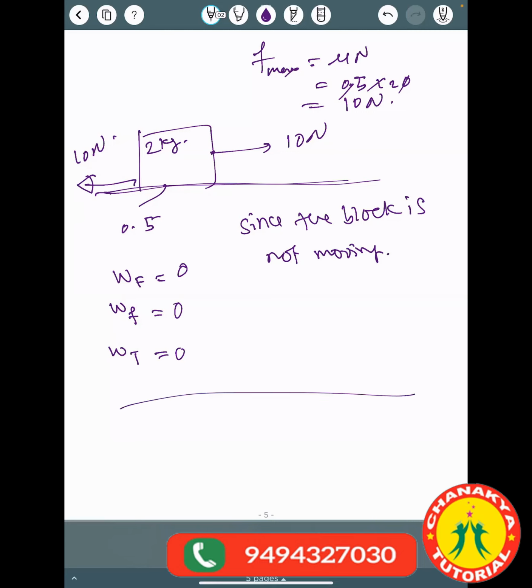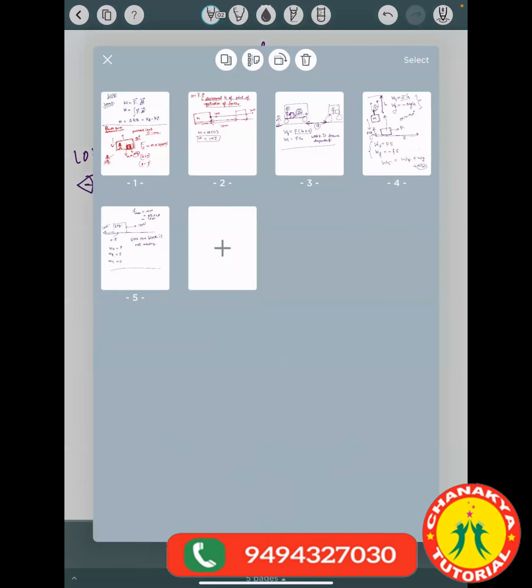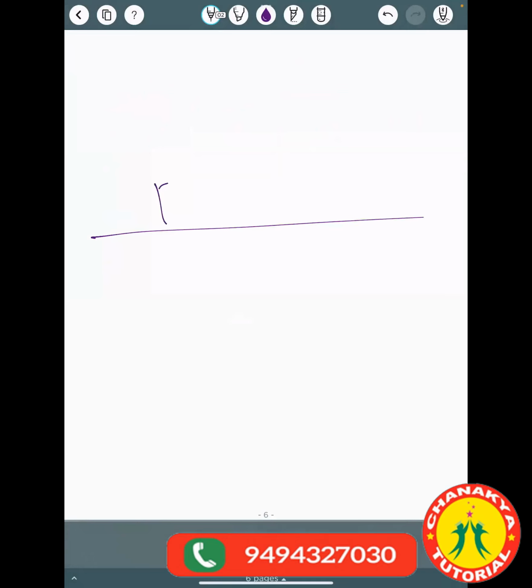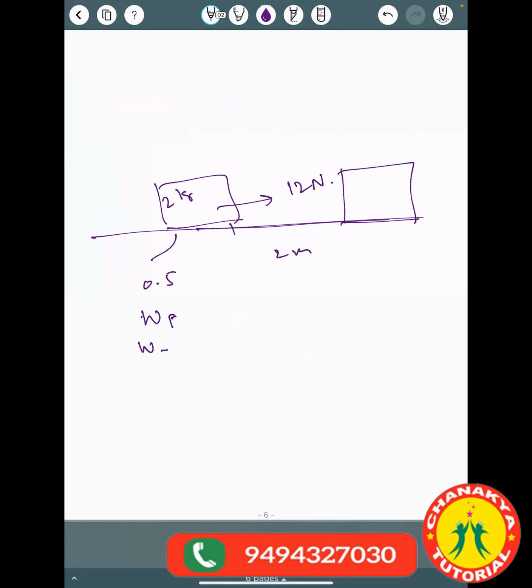Any doubt here? No, sir. Okay. So let us do the same thing. 2 kg mass, friction coefficient 0.5, force I am applying 12 Newton. So we have to calculate what is the work done if I move this block by 2 meter. You have to tell me what is work done by F, work done by friction, and total work done. Tell me, guys.